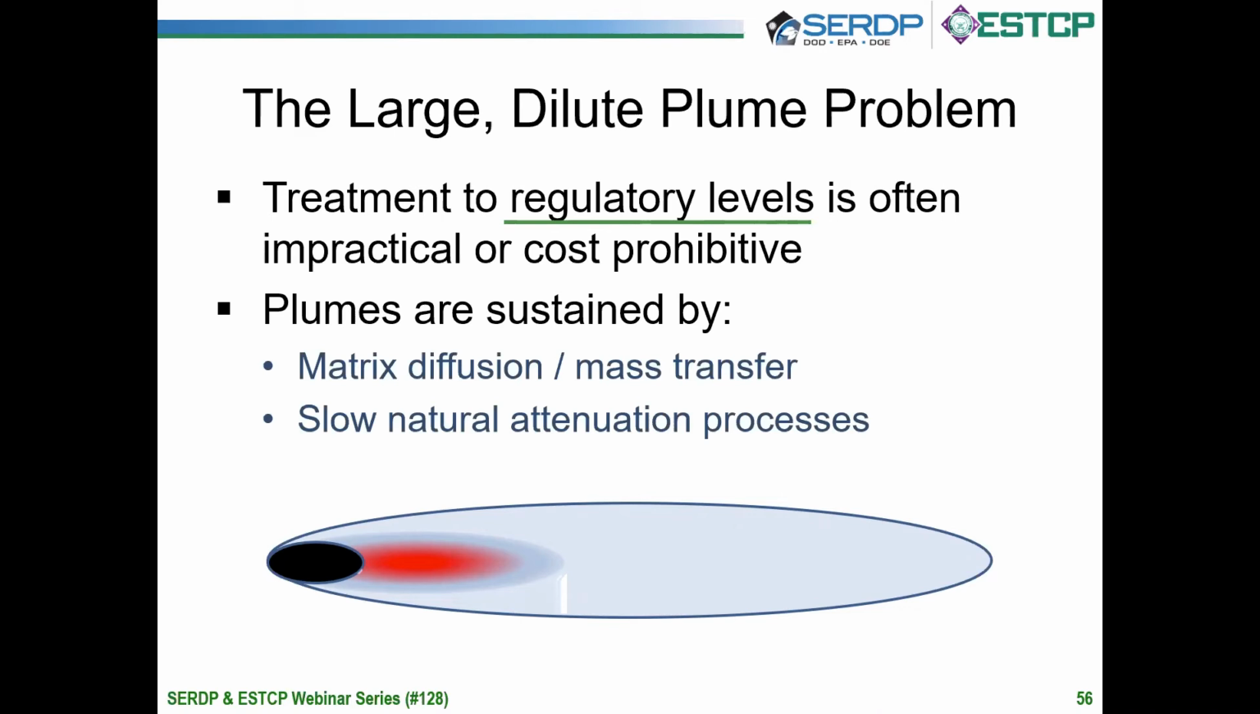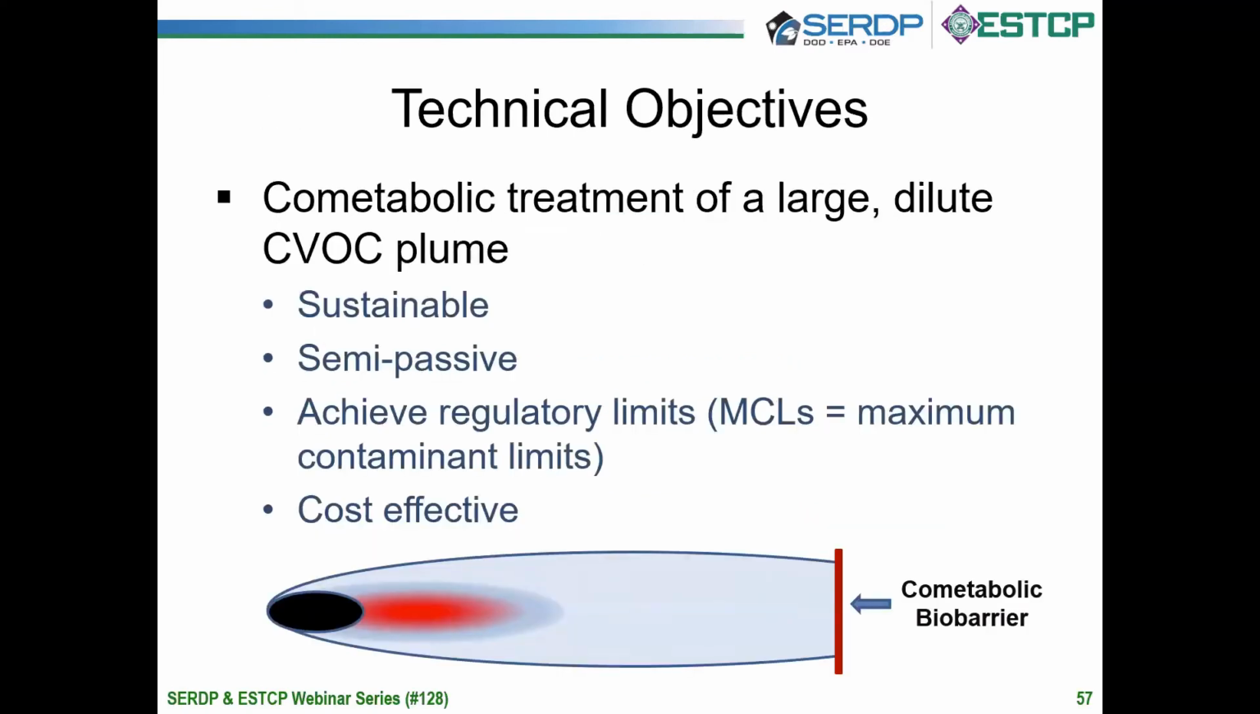And also if you have slow natural attenuation processes, be they abiotic or biological processes, these plumes can last a long time or even expand over time. So the technical objectives for this project were to basically look at a co-metabolic treatment approach for these large dilute CVOC plumes. Something that would be sustainable and semi-passive and cost-effective, but also achieve regulatory limits, in this case, the MCLs for cis-DCE and vinyl chloride. We just have a cartoon on the bottom showing the co-metabolic biobarrier approach and how we envisioned it.